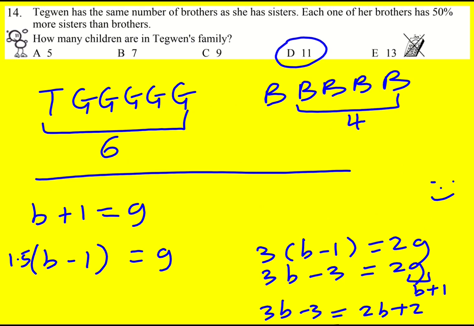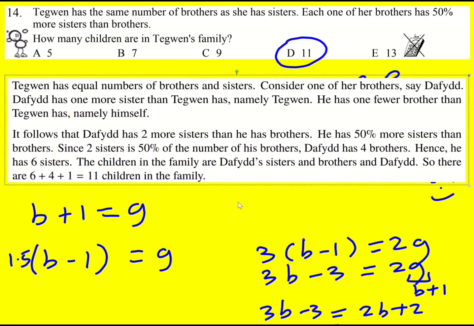Okay, finally, I'm going to give you method three. It's actually straight from the answers, and I'm just going to copy and paste here rather than try and write it myself because it's a nice logical argument, but it's quite wordy. So Tegwen has equal numbers of brothers and sisters. We're told that. So let's consider one of her brothers. And then he has one more sister than Tegwen has because he has Tegwen as a sister. And he also has one fewer brother than Tegwen has because Tegwen has him as a brother and he doesn't. So it's already getting a bit confusing, but hopefully you follow that bit.